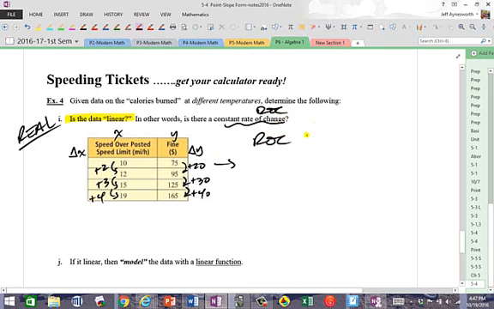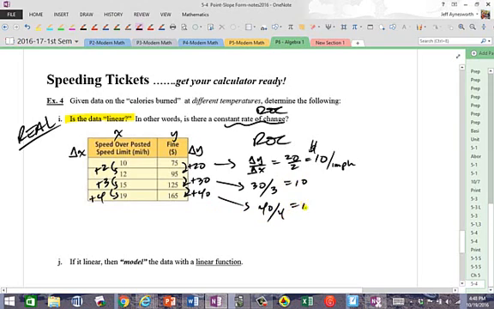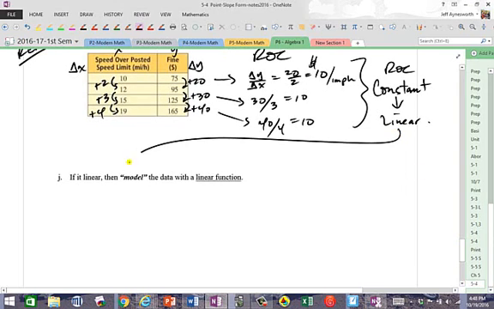So here the delta y divided by delta x is equal to 20 divided by 2, which is 10. That's $10 for every 1 mile per hour over the speed limit. Here it's 30 divided by 3. Oh my God, that's 10. And here it's 40 divided by 4. Oh my God, that's 10. So in each case, it's constant. Rate of change is constant. That means it's linear. So I've done multiple examples in a row, and each one, when I find out the rate of change is constant, okay, you get to model it with a linear function. All right.